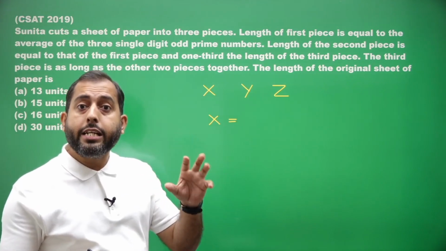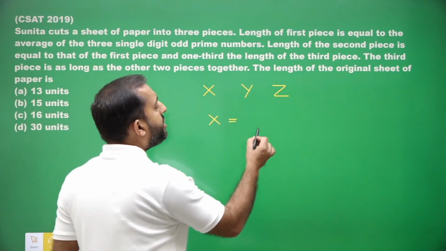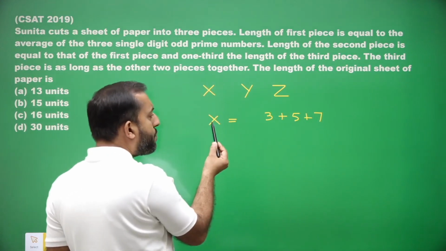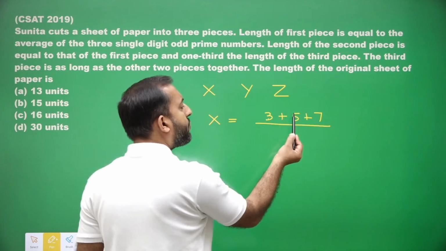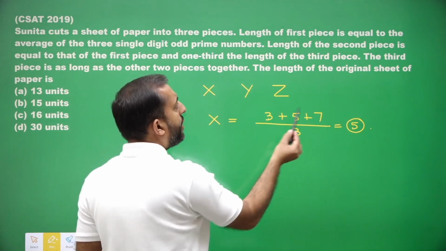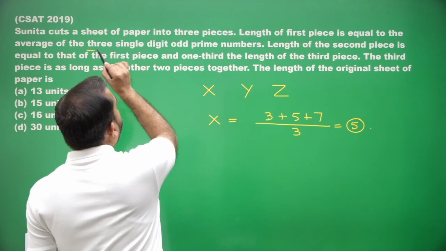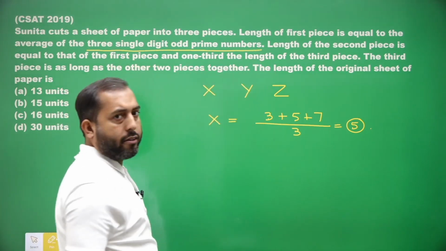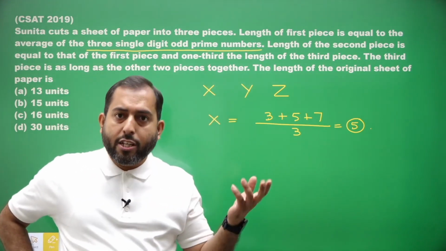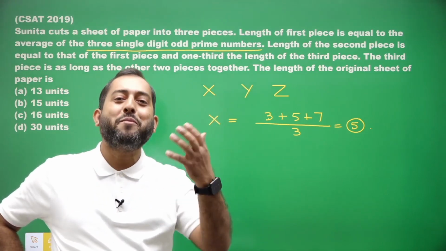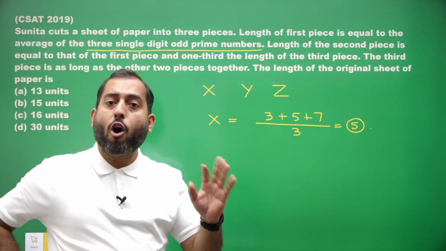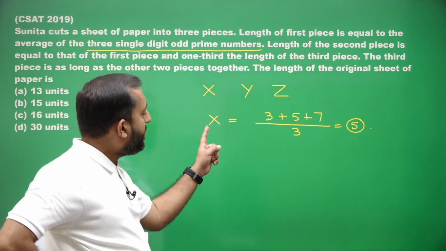What are 3 single digit odd prime numbers? Single digit odd prime numbers are 3, 5 and 7. So length of first piece is equal to their average. So 3 plus 5 plus 7 by 3 is equal to 5. Now why did I take 3 plus 5 plus 7? Because these are the 3 single digit odd prime numbers. First prime number is 2, but 2 is not odd. Second prime number is 3, 3 is odd. Next prime number is 5, 5 is odd. Next prime number is 7, 7 is odd. So these 3, 5 and 7 are 3 single digit odd prime numbers. So length of first piece is what?